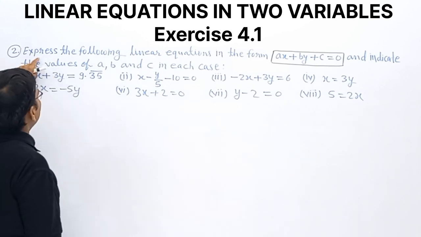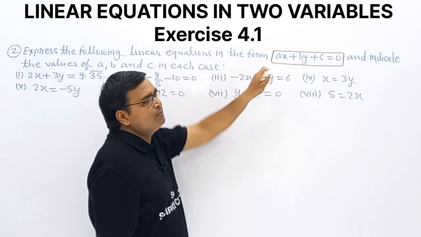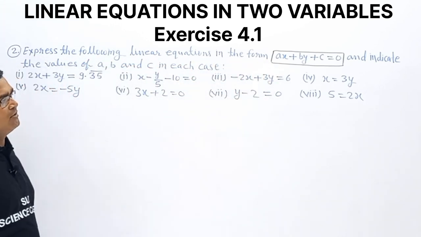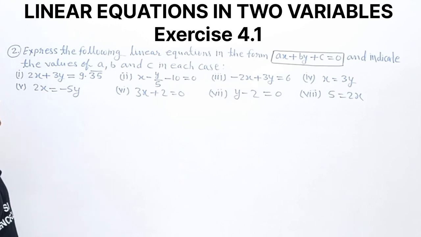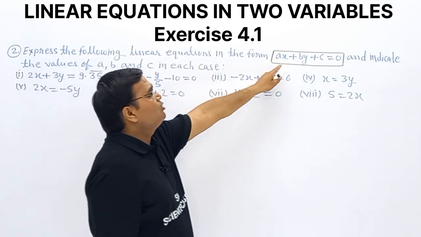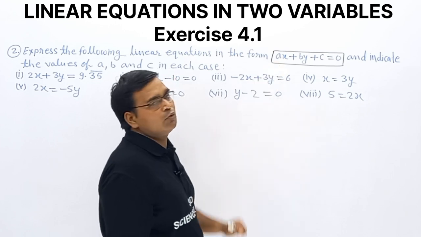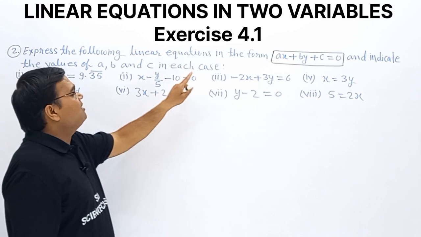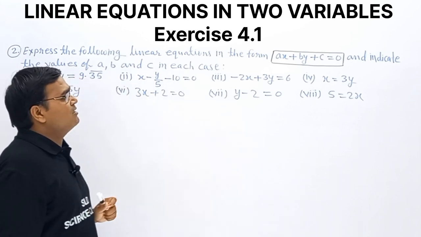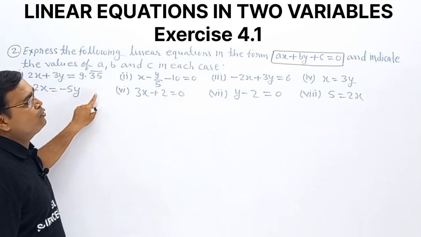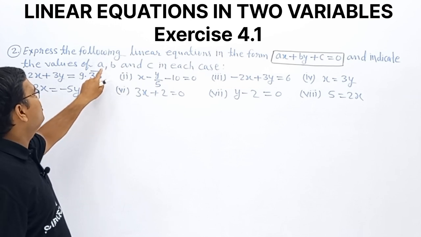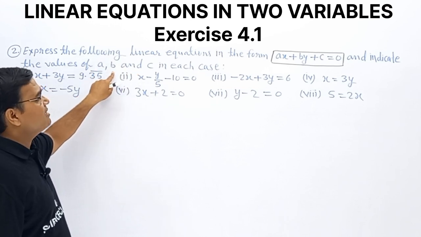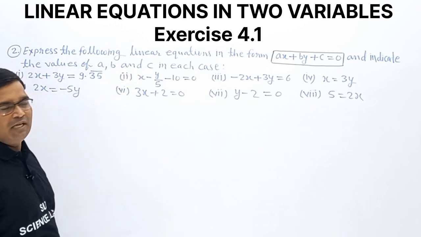We want to express the following linear equations in this form. We have 8 questions. We want to express these in the general form and indicate the values of a, b, c in each case. For each linear equation in two variables, we want to find the values of a, b, c: the coefficients of x and y and the constant term.